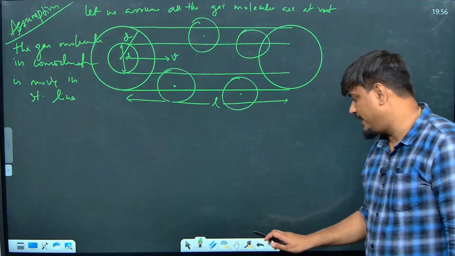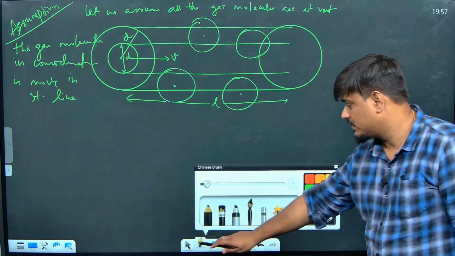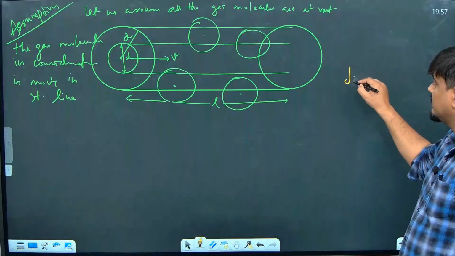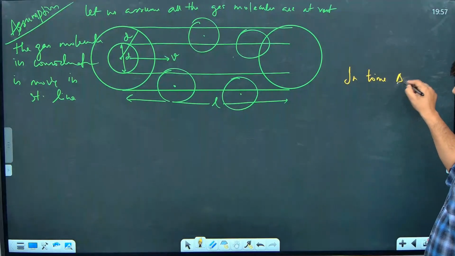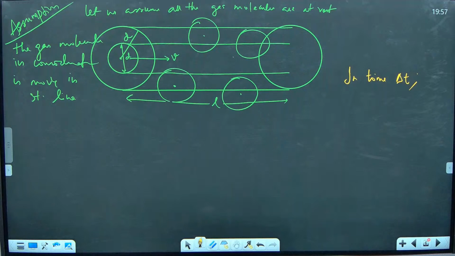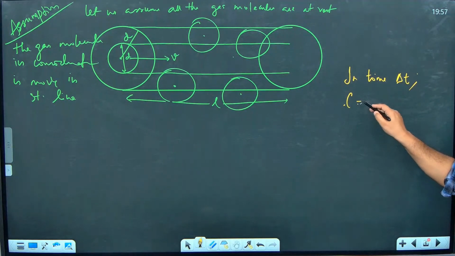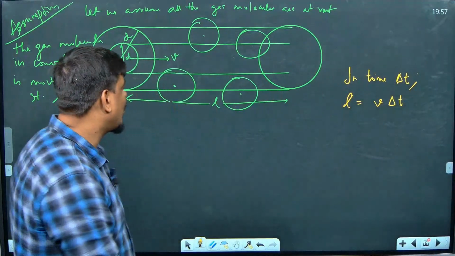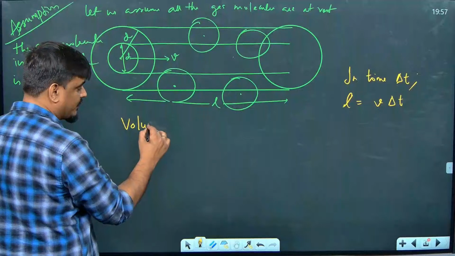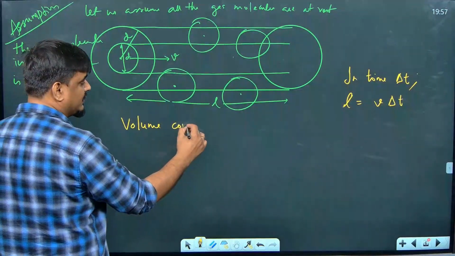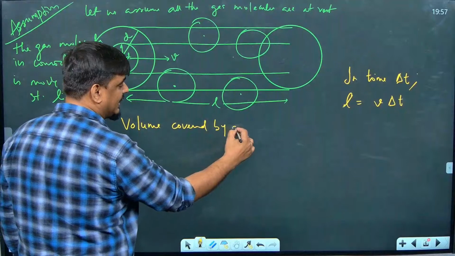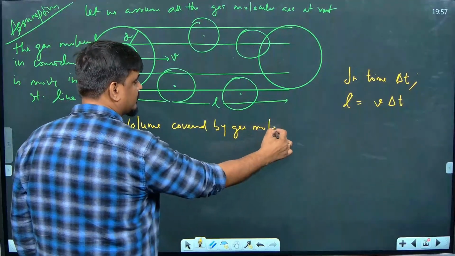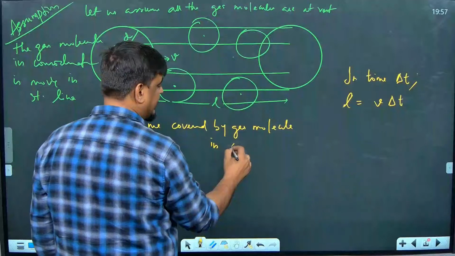If I take a time delta t, in time delta t, what is the distance covered? That is only L. Distance covered will become equal to how much? Velocity is v, so v into delta t. Do you agree? So, what is the volume covered by the gas molecule in delta t time?